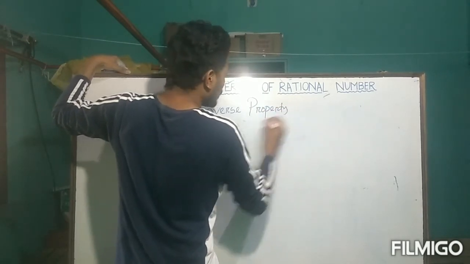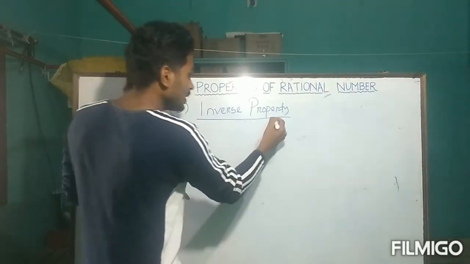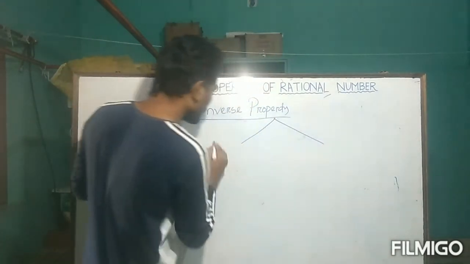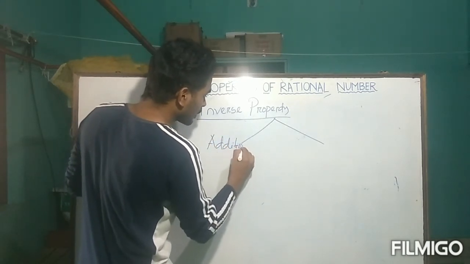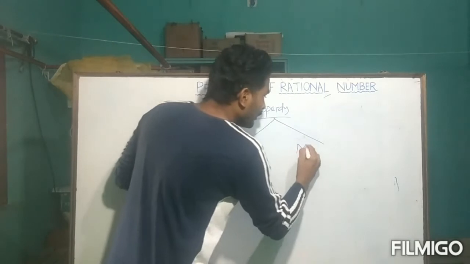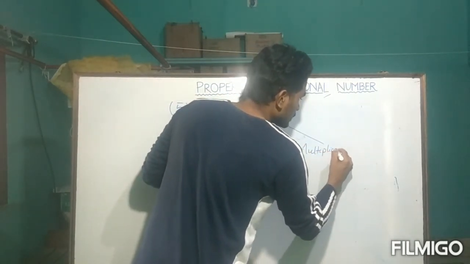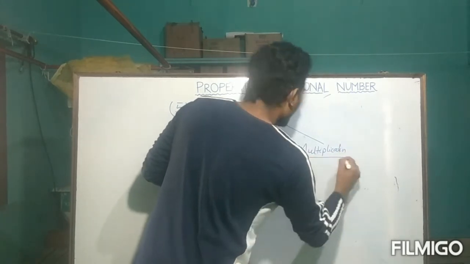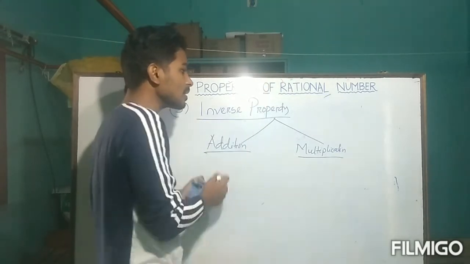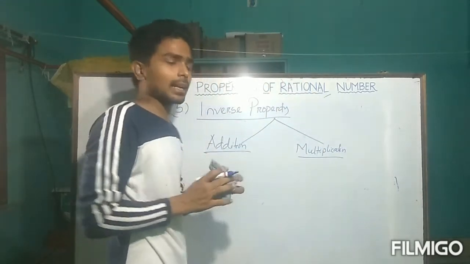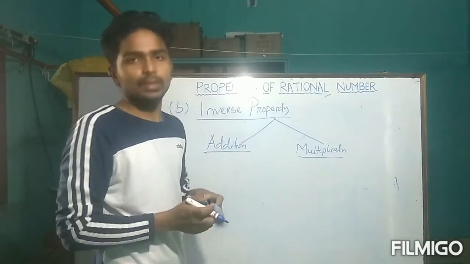Inverse property is used for both addition of rational numbers and multiplication of rational numbers. Now let us understand what the inverse property of addition is.